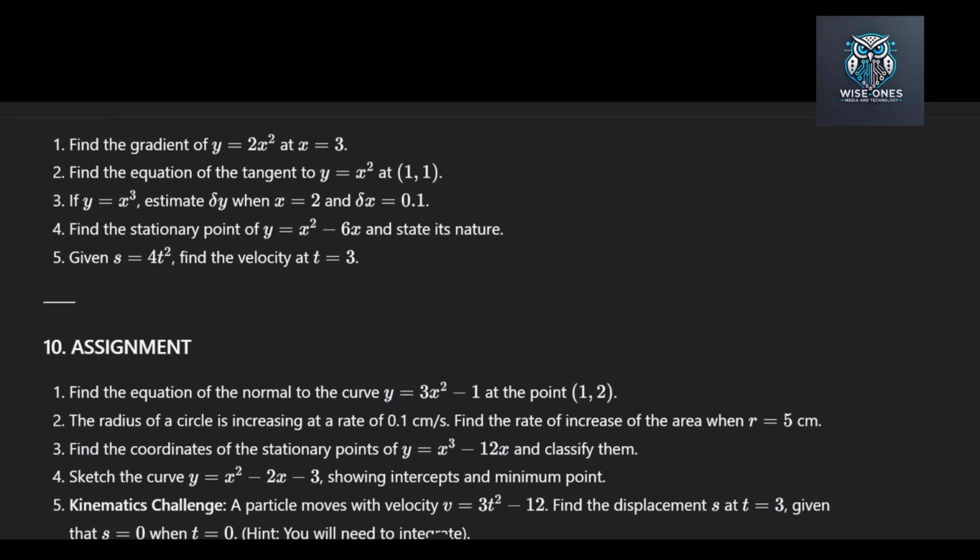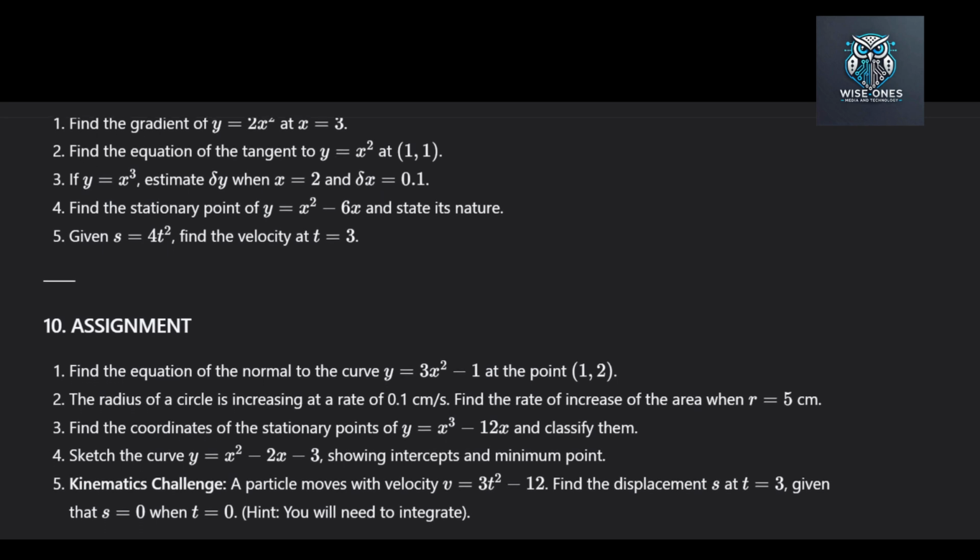Question 4, find the stationary point of y equals x squared minus 6x and state its nature. Question 5, given s equals 4t squared, find the velocity at t equals 3. Take your time. Write down your steps. Do not rush. I will wait for you for your assignment.